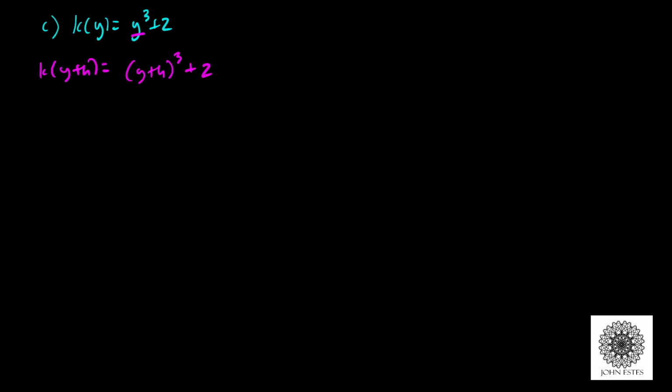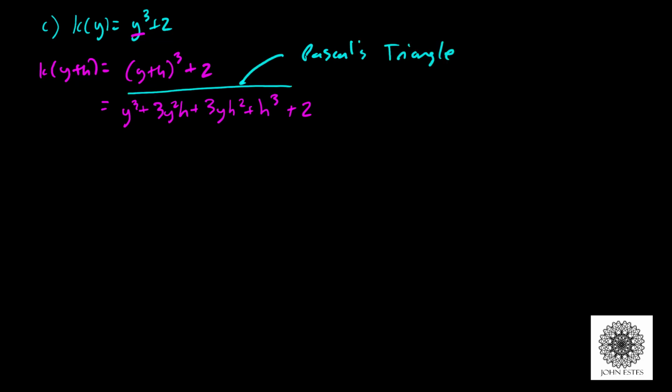There's a factoring technique involving something called Pascal's triangle that will allow me to do this, and I actually have a video on that, and I'll have the link below. So if you need to use that, feel free to. When you cube this out, you're going to end up with y cubed plus 3y squared h plus 3yh squared plus h cubed, and then we have the plus 2 up front. And again, how did I do that? I had to use what we call Pascal's triangle. It will allow me to expand all that.